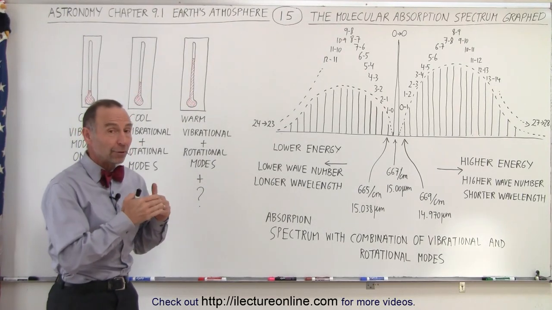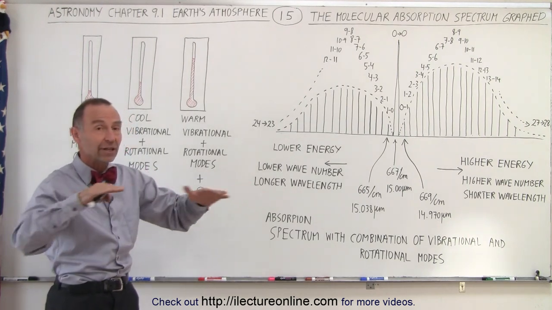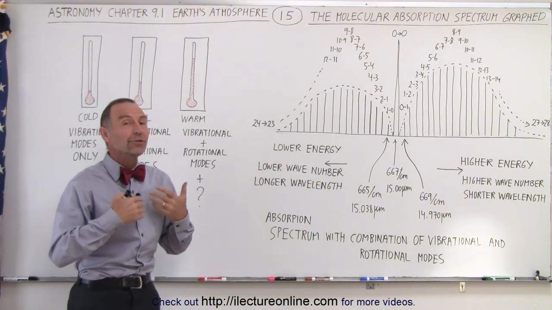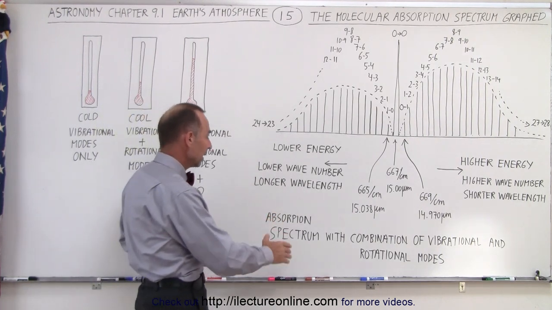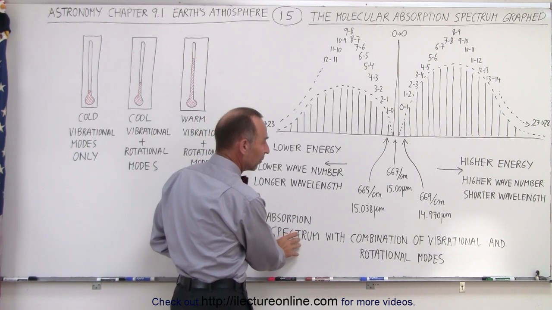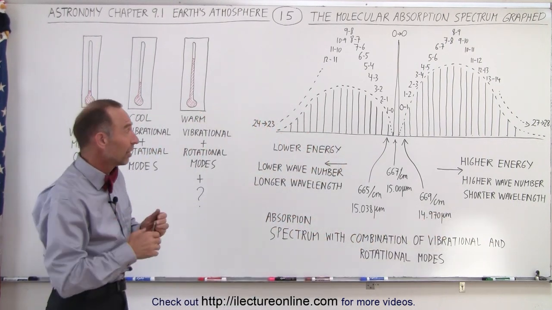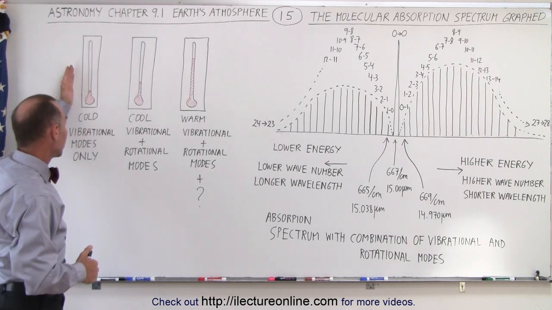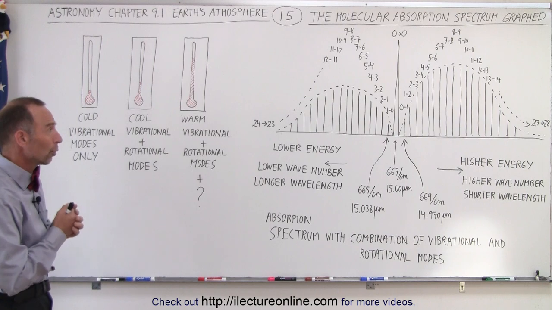The effectiveness of the molecules in the atmosphere to absorb the energy and keep the Earth nice and comfortably warm depends on a number of things. First of all, we realized if only the absorption spectrum was dependent on vibrational motion of the molecules themselves and nothing else, the world would still be frigidly cold. Vibrational modes only could not keep the world warm.